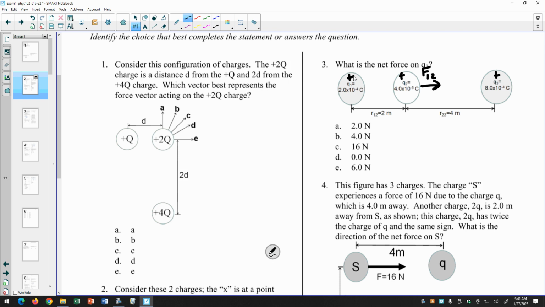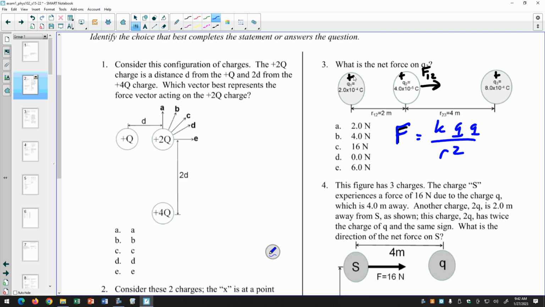But let's be careful in the way that I draw these, because if I do it well, I can probably not do any math at all or any computations. Remember, F is equal to K Q over R squared. So F is equal to KQQ over R squared.